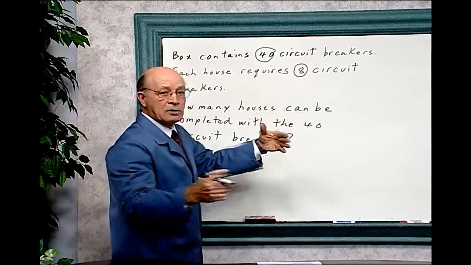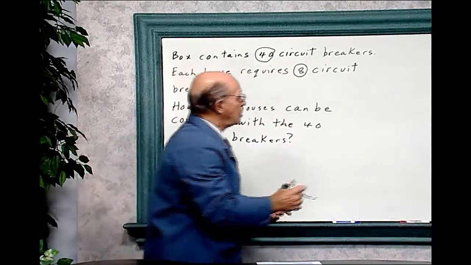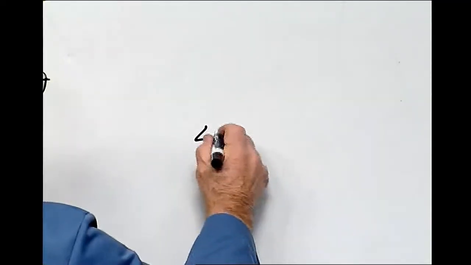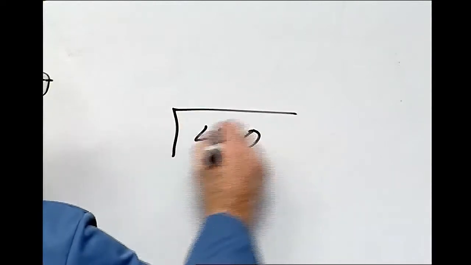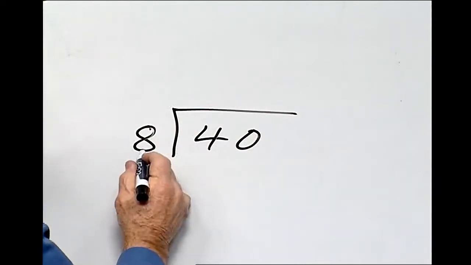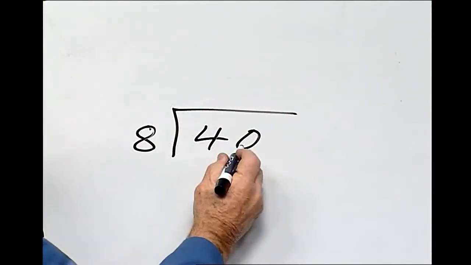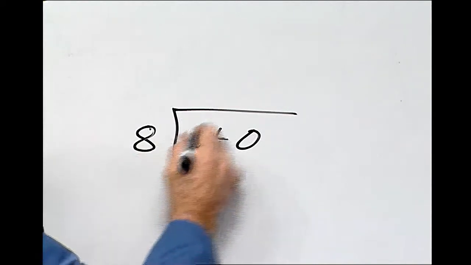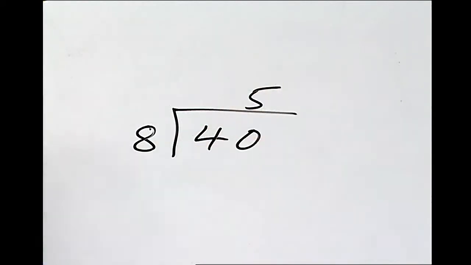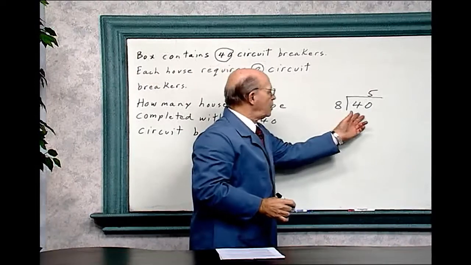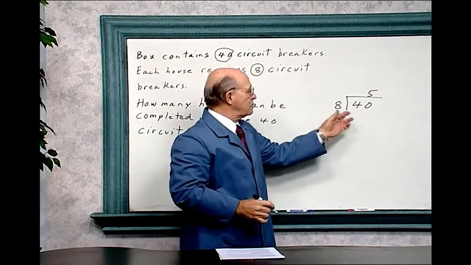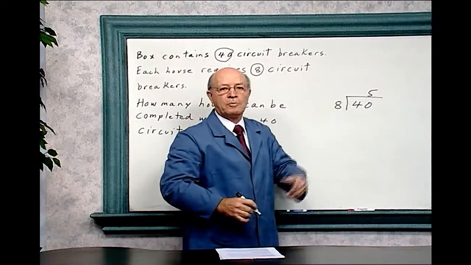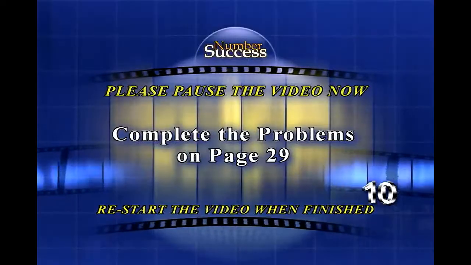Each house needs 8, so we have to divide 40 by 8. And 8 goes into 40 5 times. 5 times 8 is 40. So with those 40 circuit breakers and each house requiring 8, you can complete 5 houses.